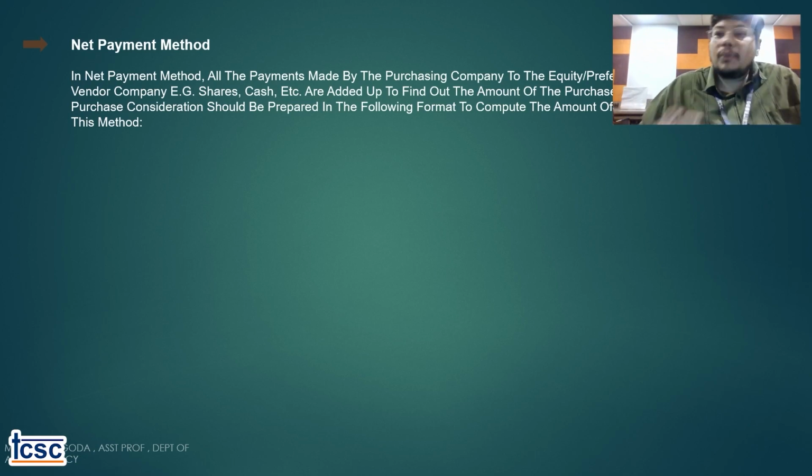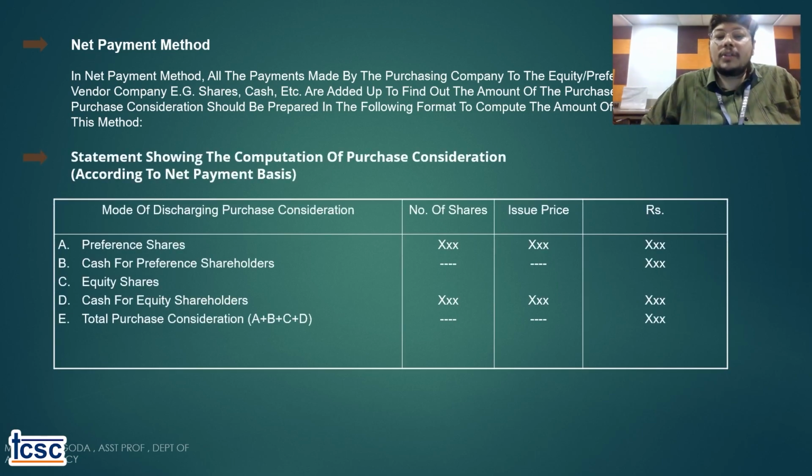The bundle of equity shares, bundle of preference shares, bundle of cash. So this all together is nothing but my net payment method. So this is the format which we are going to use for net payment method. On one side, it will be the mode of discharging the PC. Second, number of shares and issue price, and third is the rupees.